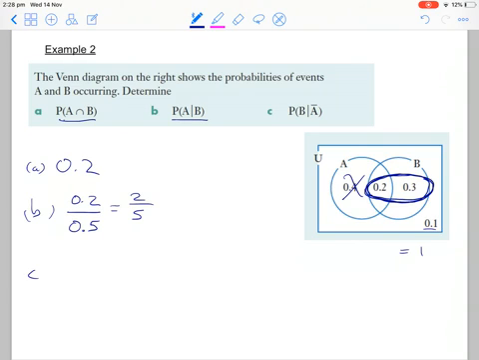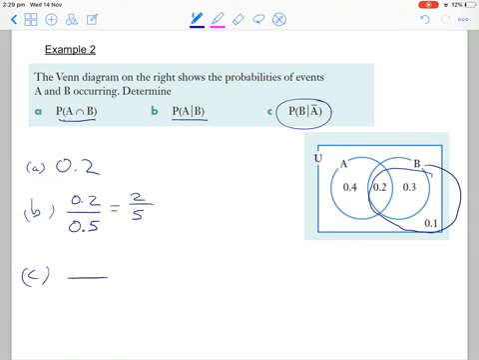Okay, and then on C, the probability it's in B, given that it's not in A. So let's do the not in A bit first. How much is not in A? Well, all those three numbers, they're not in... Oh, no, they're not. Oops, sorry, getting that wrong. Not in A is that one and that one, just those two. Together that's 0.4.